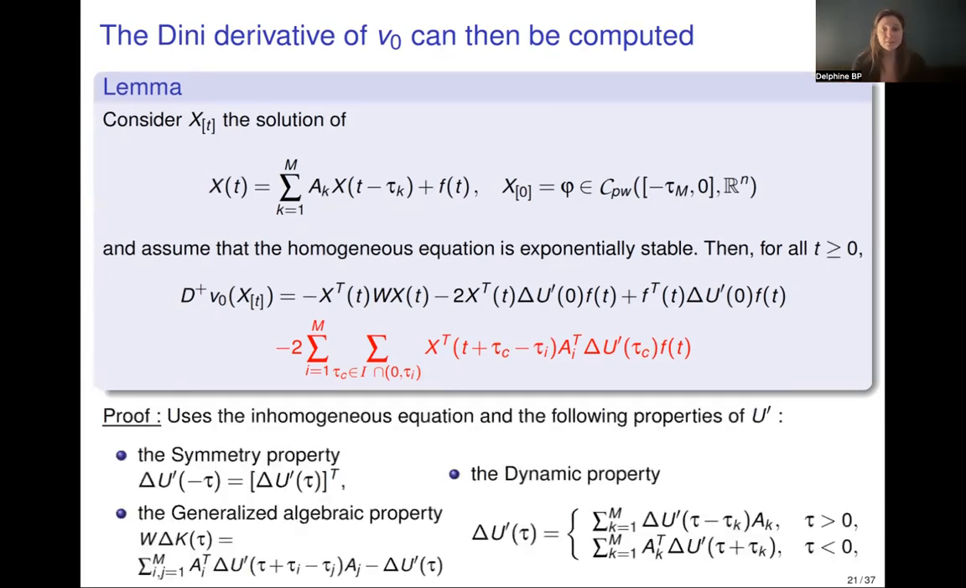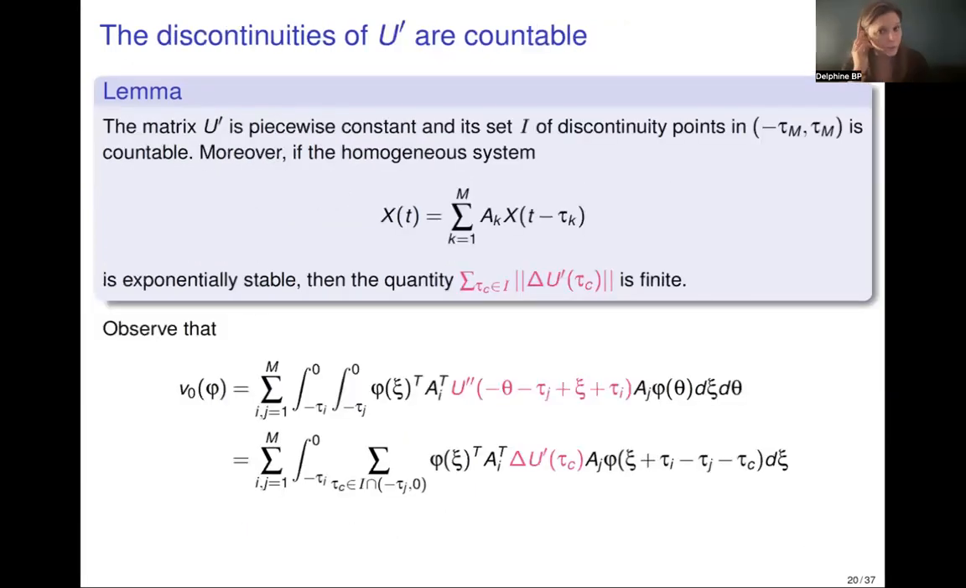So the proof of that is a bit long, as I mentioned, and tricky, and it uses a lot of algebraic properties of this Lyapunov matrix U, which are called the symmetric property, dynamic properties, and generalized algebraic properties. But roughly speaking, we obtained this thing. So the good thing is that the sum of delta U prime here, of the time of discontinuities of U prime, is actually a quantity which is finite. This is a result that we prove.